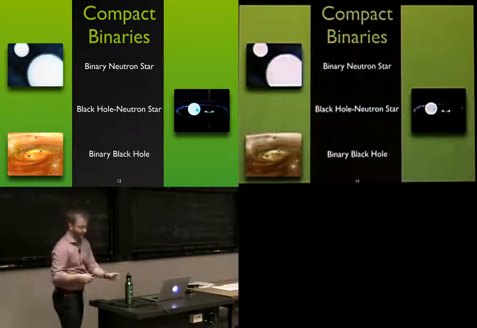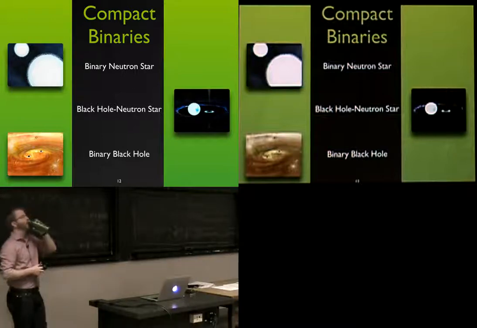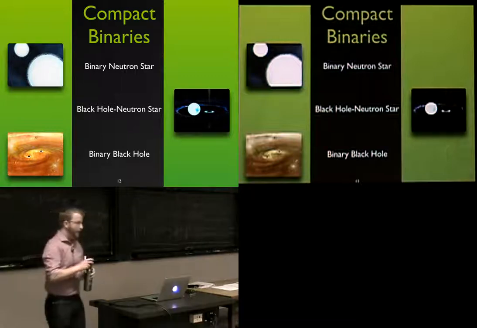In the back, yes? Will it be possible in the future to detect gravitational waves from our own solar system, like the revolution of Mercury around the sun?